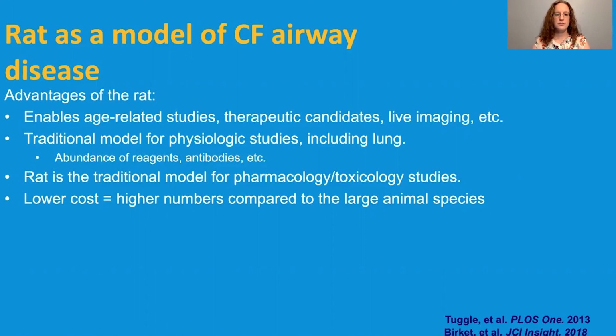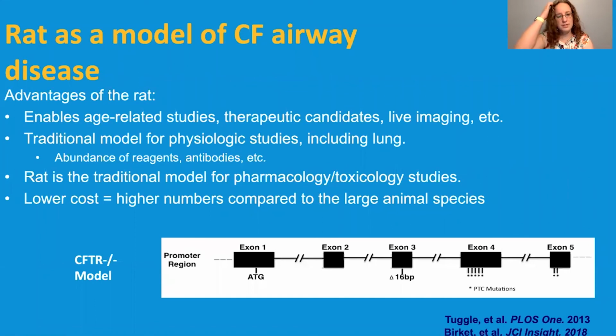The rat is also the traditional model for pharmacology and toxicology studies, and this lets the investigator move easily between preclinical experiments and the pharm-tox that's necessary to advance a therapeutic forward. And the lower cost relative to the larger animal models allows for higher numbers in order to get your experiments done.